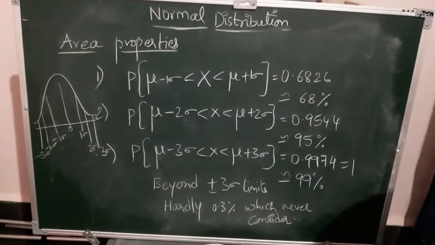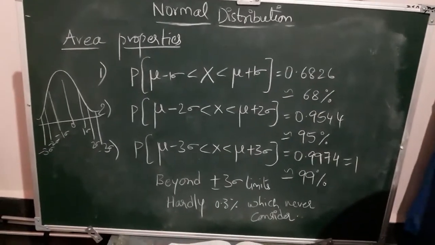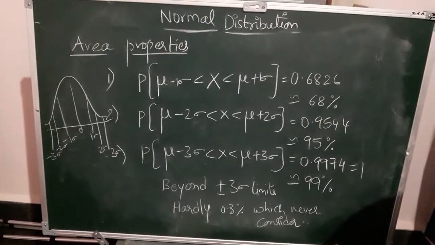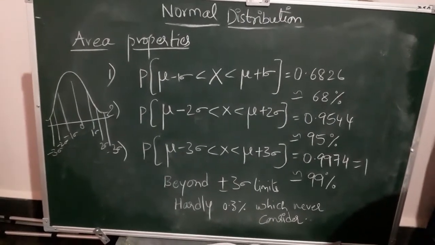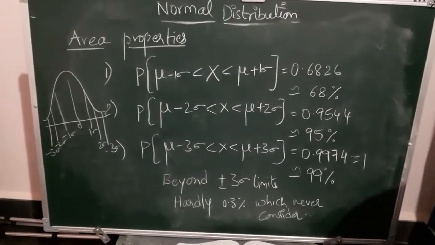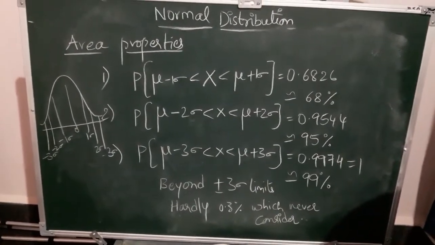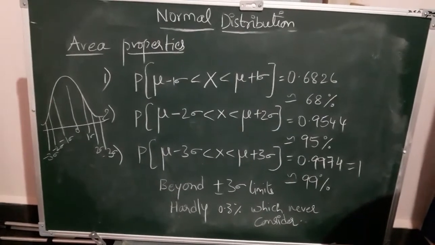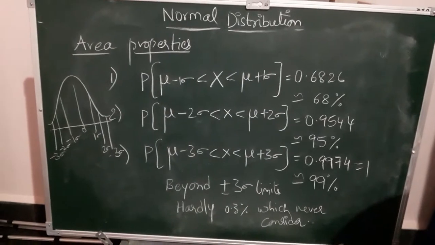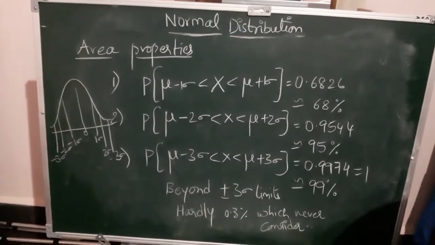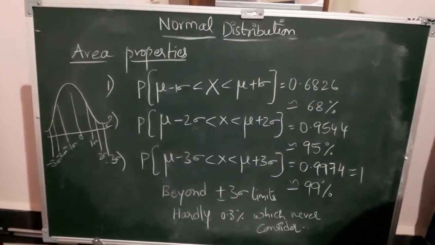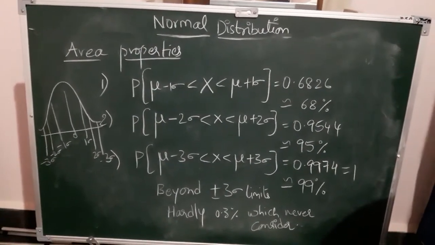And then last but not least, area properties. Plus or minus 1 sigma covered in a normal curve, 68% of the area is covered. This can be proved later; I will show it definitely. And plus or minus 2 sigma, 95% of the area is covered, and then plus or minus 3 sigma, 99.7% is covered, approximately 100, and beyond that the little 0.3 percent will never bother us.